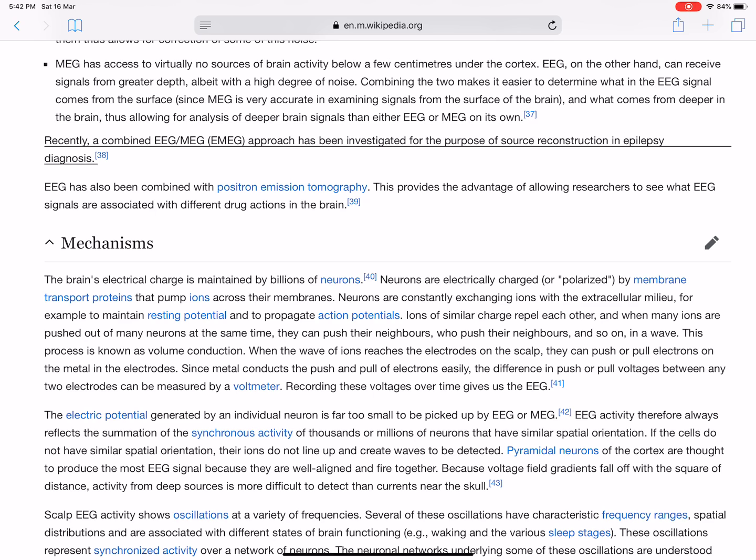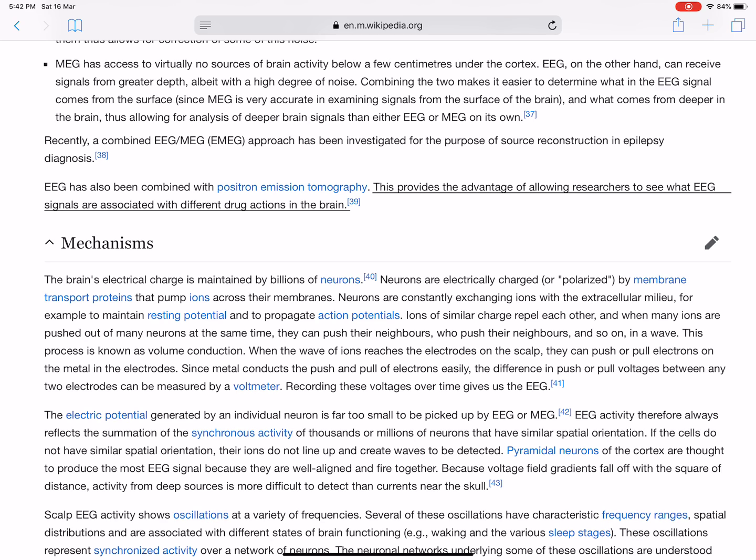Recently, a combined EEG-MEG approach has been investigated for the purpose of source reconstruction in epilepsy diagnosis. EEG has also been combined with positron emission tomography. This provides the advantage of allowing researchers to see what EEG signals are associated with different drug actions in the brain.